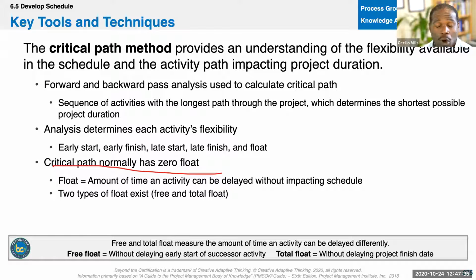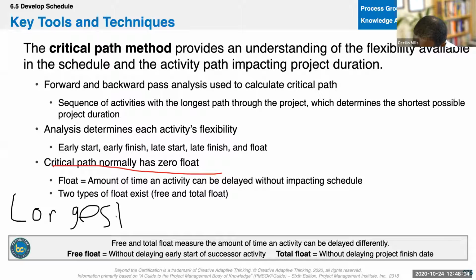However, the moment you start running your project, you're going to get delays somewhere, right? There's no project that ever runs 100% flawless with no issues. You're going to get a delay somewhere, and that delay could show up on the critical path, and you could have a critical path that has a float of 1 or 2. So the critical path normally has 0 float, but ultimately it's the longest chain of activities with the least amount of float. You want to make note of that somewhere. It's the longest chain with the least amount of float.